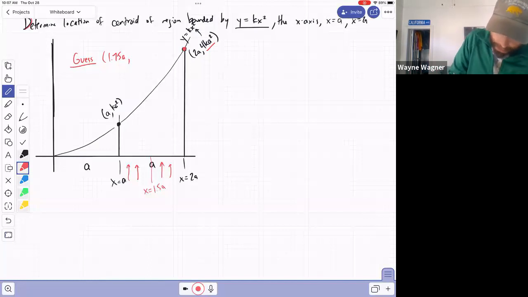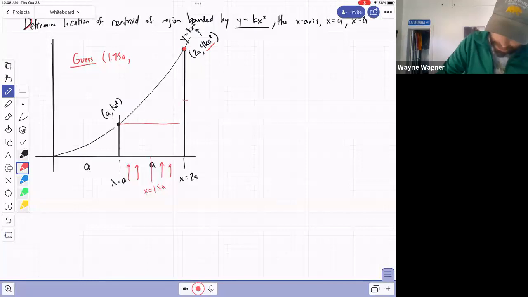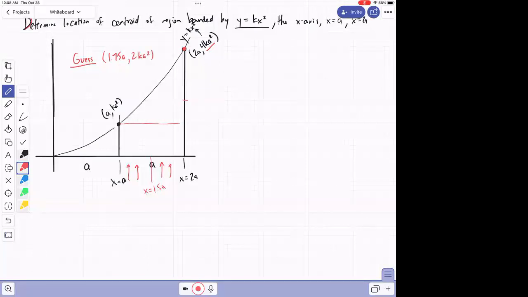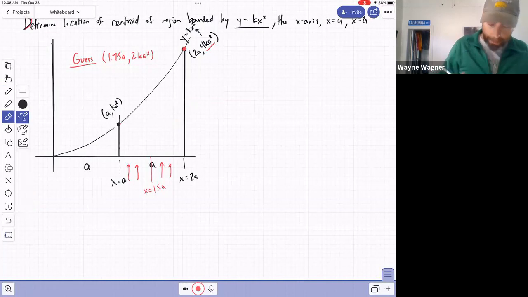It's probably going to be somewhere between Ka squared and 4Ka squared. What do you think? 2Ka squared, okay, so about halfway up. Okay, so I'm going to go ahead and erase this and see what we end up with.